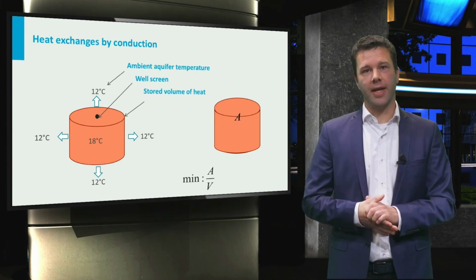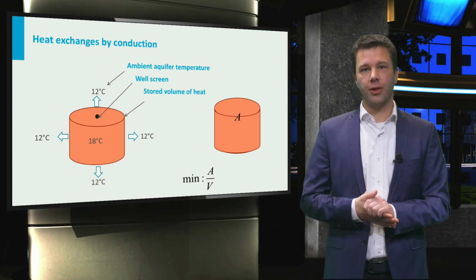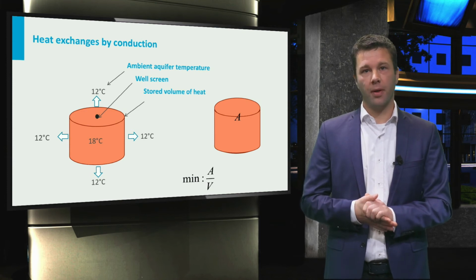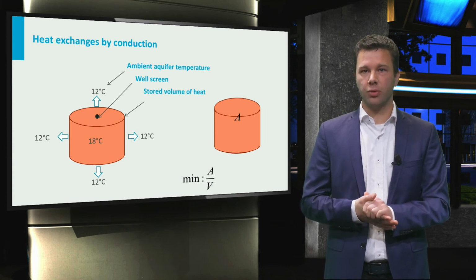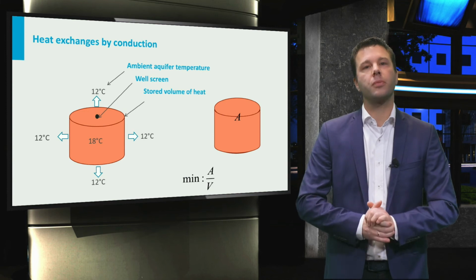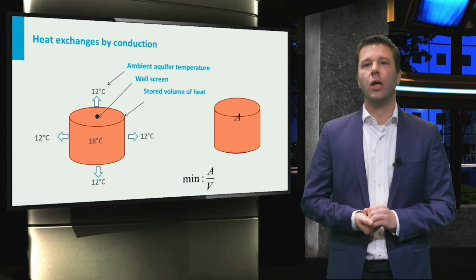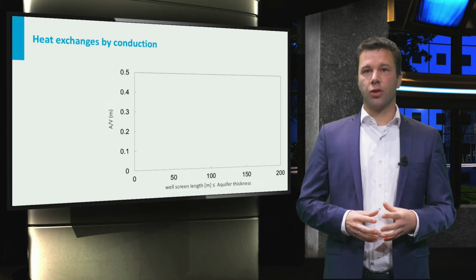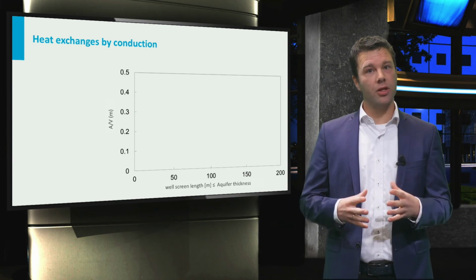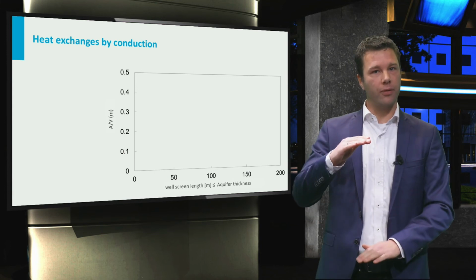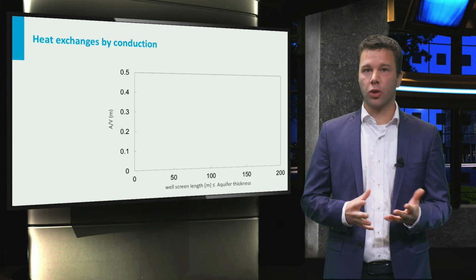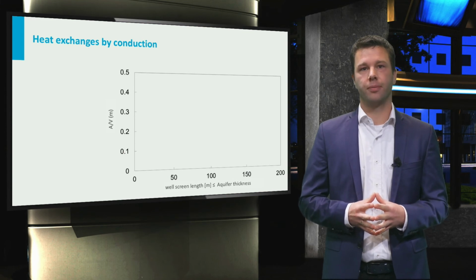We know that there is a negative linear correlation between the efficiency of ATES systems and the area over volume ratio. Therefore, we design ATES systems to minimize this ratio. The value of the A over V ratio depends on the required storage volume, controlling the diameter of the cylinder, and on the screen length of the perforated screen. Obviously, this length will be equal or smaller than the thickness of the aquifer.